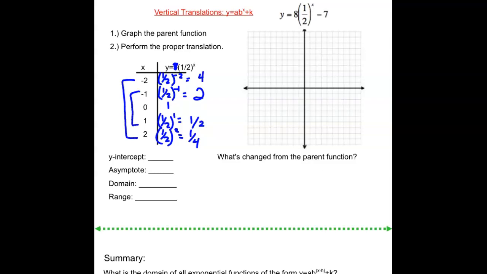Okay, so let's plot the parent function. At negative 2, we are up at 4. At negative 1, we're at 2, 0, 1, 1 1/2, and 2 1/4. Okay? Now let's look at what happens if we put that 8 in there.